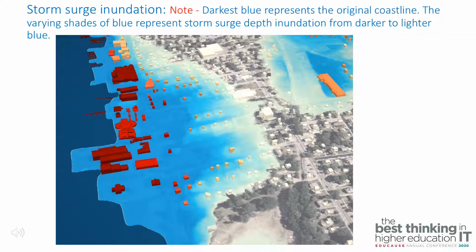Storm surge inundation. Note, darkest blue represents the original coastline. The varying shades of blue represent storm surge depth inundation from darker to lighter blue.